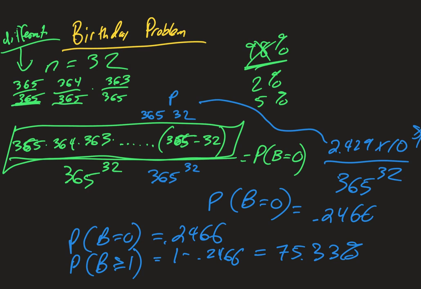But you could have all the other ways of at least two people having the same birthday. And what ends up happening with that "at least" aspect is you're saying, well, what if three people have the same birthday? Or two pairs of people have the same birthday? Or all sorts of other things that could happen. It's actually more unlikely that nobody has the same birthday than at least two people having the same birthday with only 32 people in the room. So that's the birthday problem.